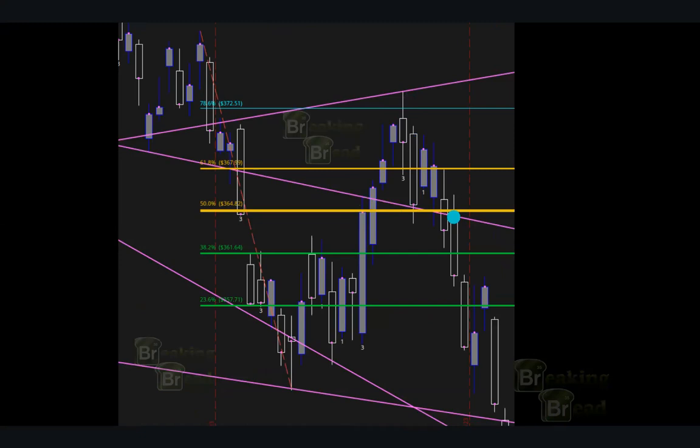Same thing here. Purple line, broadening formation, aligned with my 50%. This is an area of confluence. Right? So if you use VWAP, this is where you want your VWAP to be, or your EMA, or your support and resistance, your supply and demand. Whatever you use, that's what you want to see aligned with your fib levels.